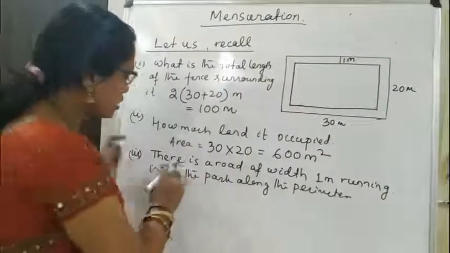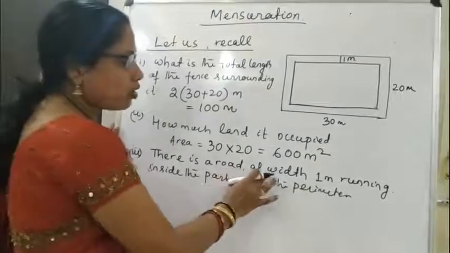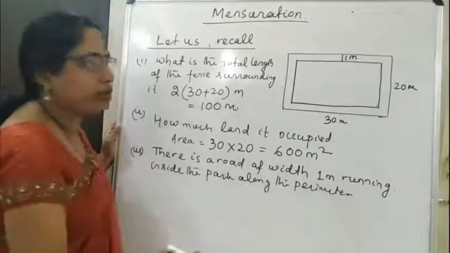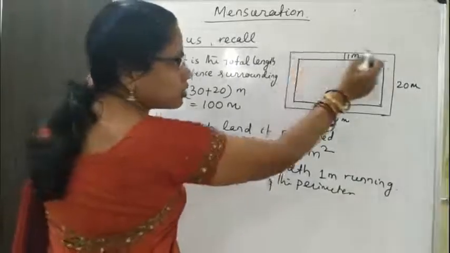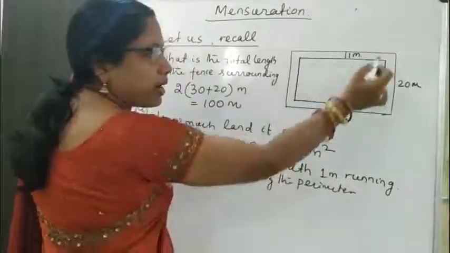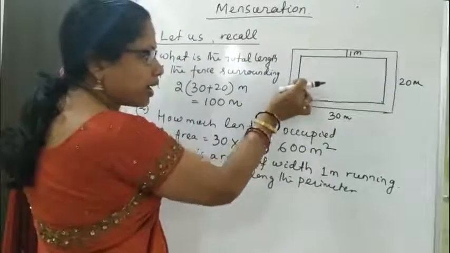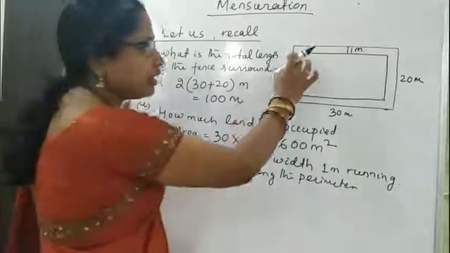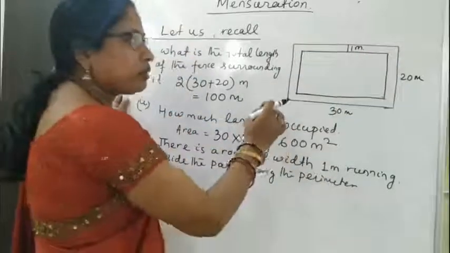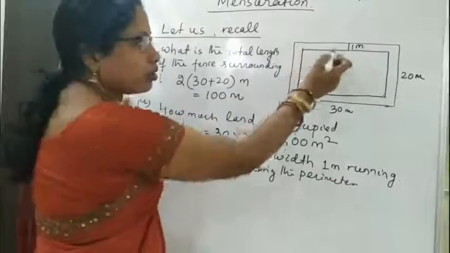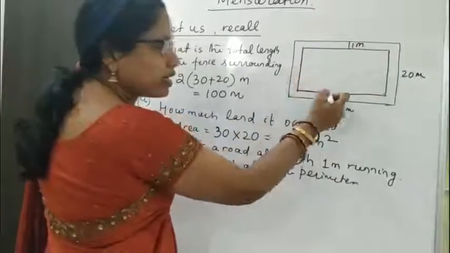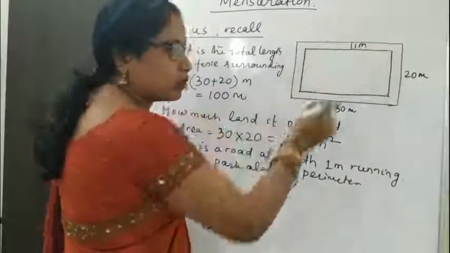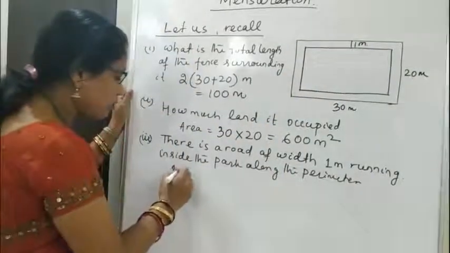The third question is given. There is a road of width 1 meter running inside the park along the perimeter. So the outer rectangle is our park, and inside the park there is a road of width 1 meter running along its perimeter. That means the width of the road is 1 meter, constant everywhere. So first we have to find the area of the road. So what is the area of the road?